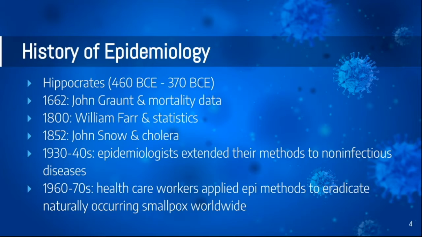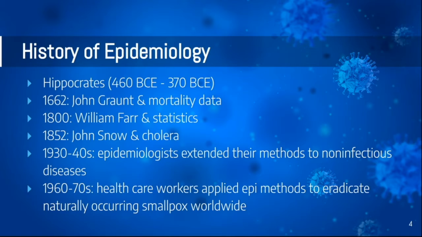And then moving on to the 19th century, in 1800, William Farr was considered to be the father of modern statistics and surveillance. So he concentrated his efforts on collecting vital statistics, evaluating data, and then eventually reporting it to health authorities and the general public.